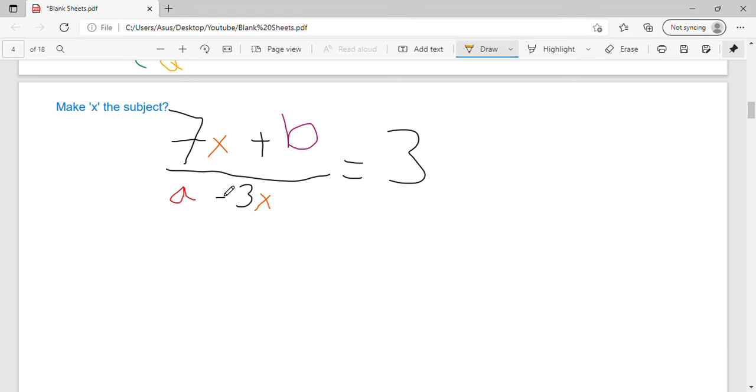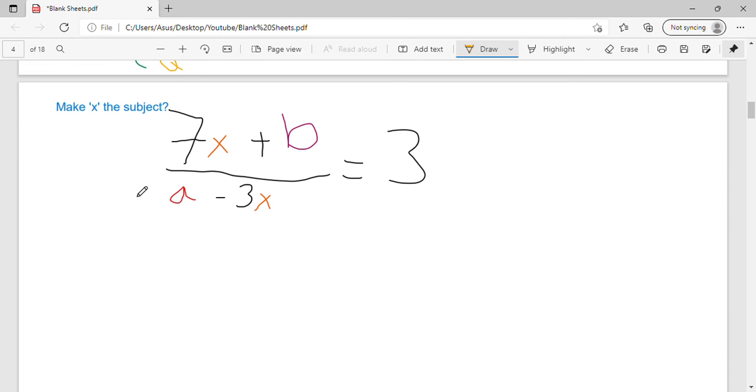Okay, last question we're going to do today. Alright, here we have 7x plus b over a minus 3x equals 3. So this is a bit complicated because we've got x on the top and x on the bottom. So what we're going to need to do is put the x's over here, multiply them out, and then move them all onto one side and move the other non-x variables onto the other side, and then we'll all be good.